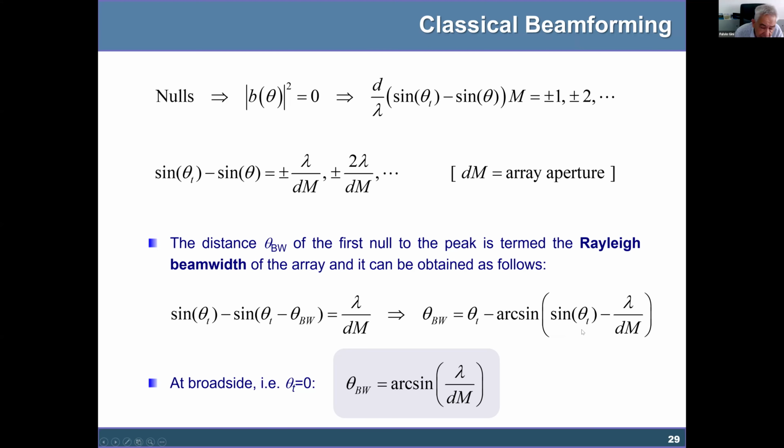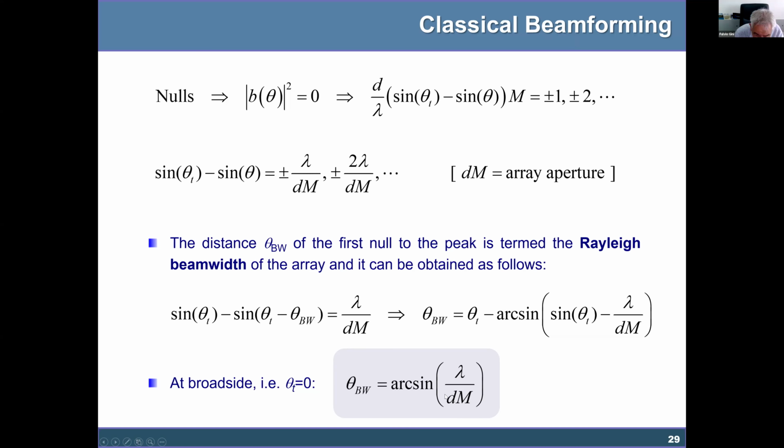Now, the most favorable case is when the signal is coming from the normal, so zero azimuth. So theta t equal to 0, sine of theta t is equal to 0, and so you get the beam width is arc sine of lambda divided by the array aperture. So you can see that when the array aperture increases, the array aperture is d times M, the beam width decreases, so the resolution gets better.